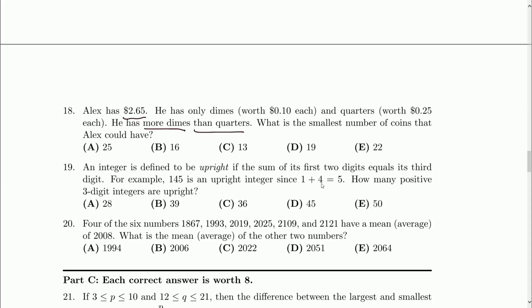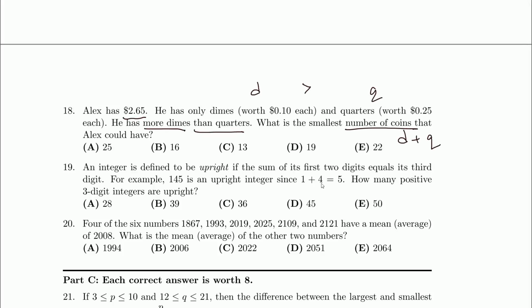Okay, so we're not being told how many he has. It might be a good idea to give a name to the number of dimes and the number of quarters. And so what this statement is telling me is that the number of dimes is greater than the number of quarters. We're being asked, what is the smallest number of coins Alex can have? Well, the number of coins that he can have is just the number of dimes plus the number of quarters, which would be D plus Q. So giving names to these unknown quantities is pretty nice.